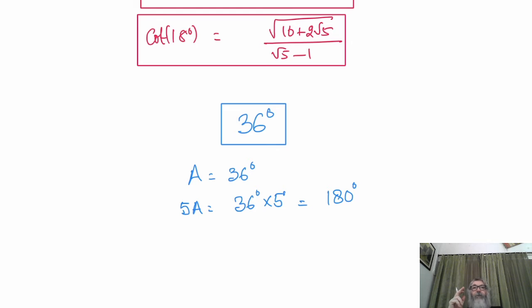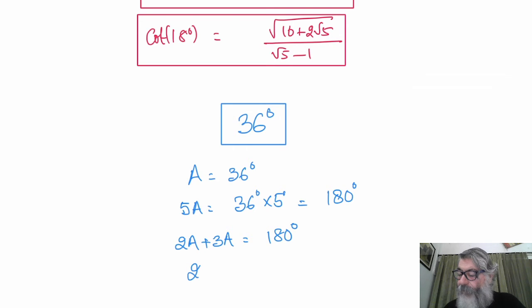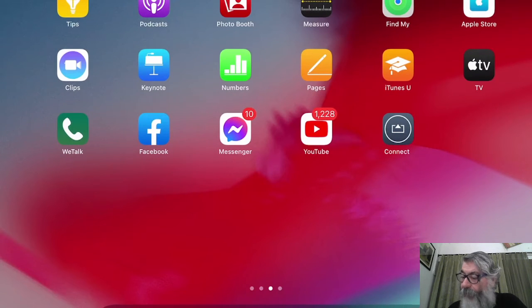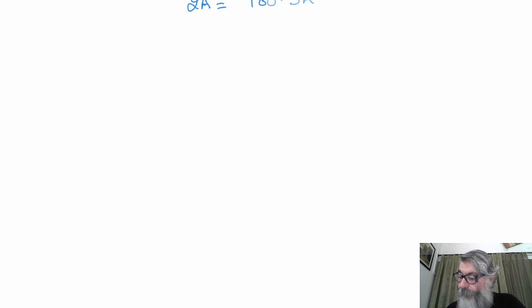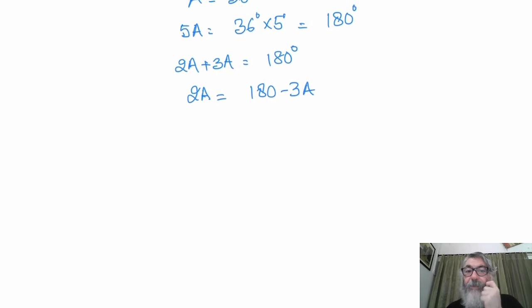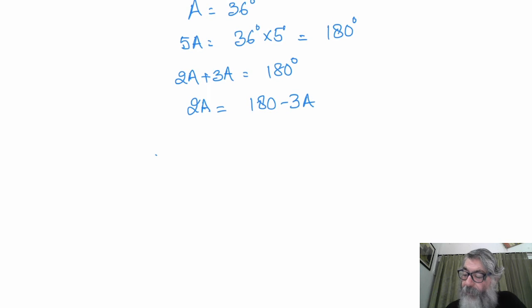For 18, 5 times 18 was 90. But 36 into 5 will become 180 degree. Now again 5A can be written as 2A plus 3A is equal to 180. We can write 2A is equal to 180 minus 3A. Now let me apply sine again.